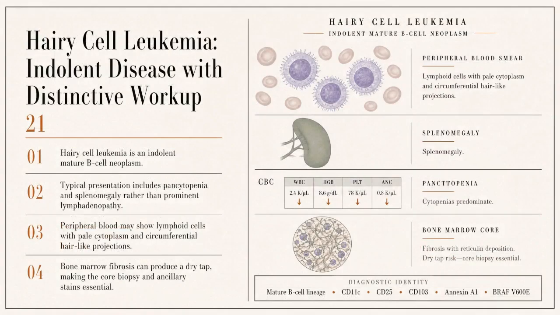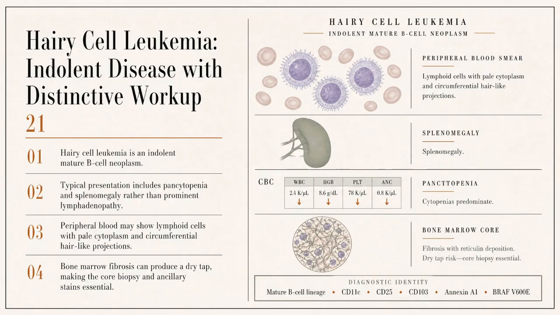As we transition into the topic of hairy cell leukemia, or HCL, it is essential to appreciate how this unique lymphoid neoplasm exemplifies the critical intersection of clinical presentation, morphology, and advanced laboratory diagnostics, a core focus of our HTL 308 curriculum. Hairy cell leukemia is classified as an indolent mature B-cell neoplasm, predominantly affecting middle-aged men, and it challenges histotechnologists and pathologists alike due to its distinctive features and diagnostic nuances.